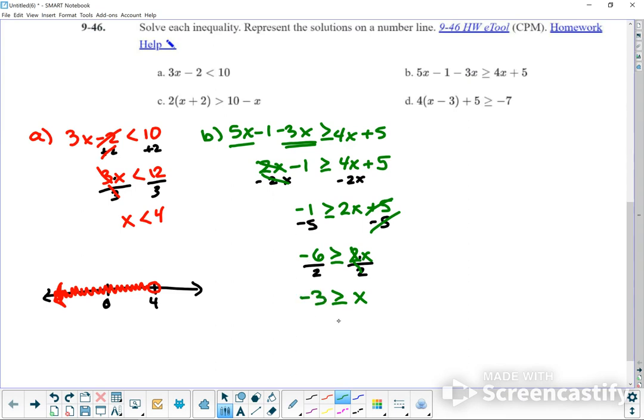Okay. And because this is written with the x on the right hand side, I'm going to go ahead and flip it around. So I'm going to say I want x to be in the front, negative 3 in the back, and you see how it's opening to the negative 3. I'm going to go ahead and keep it opening to the negative 3. All right, so when I graph this, here's my 0, here's my negative 3, and I need to have a circle, actually a closed circle around negative 3, and it needs to shade to the left.